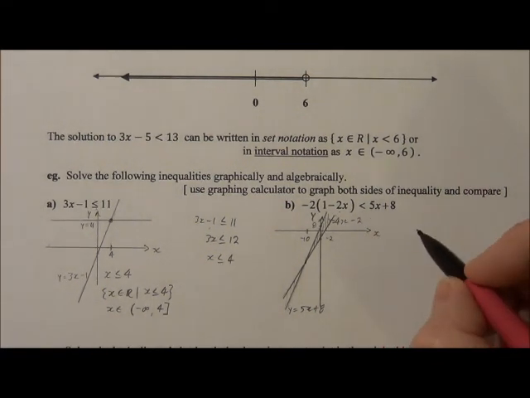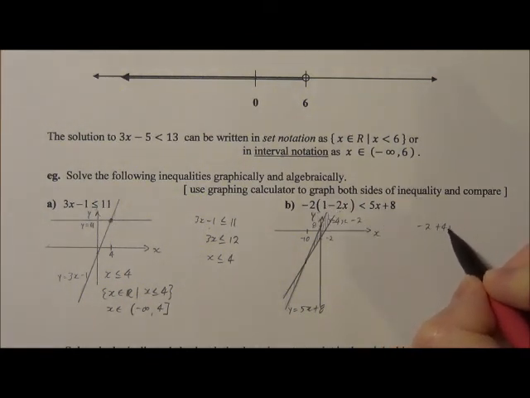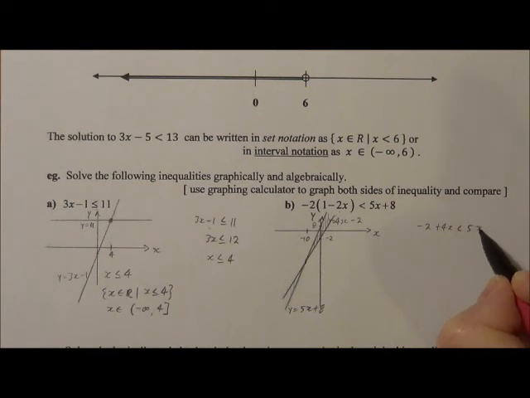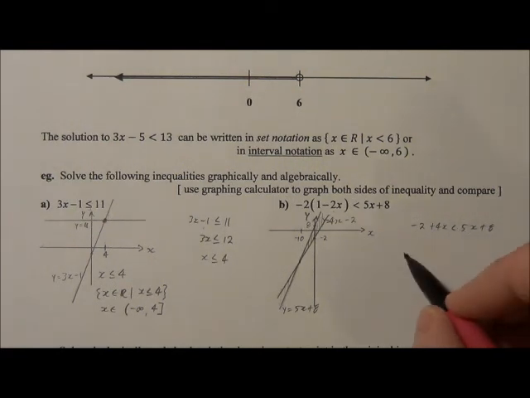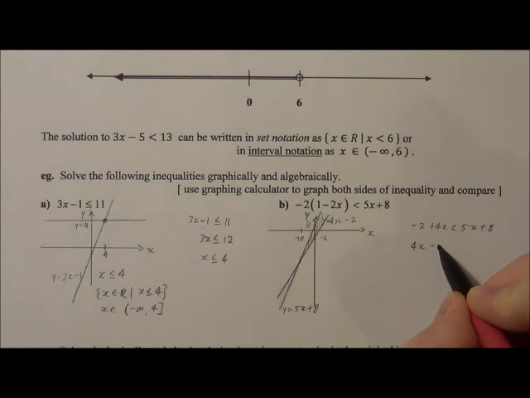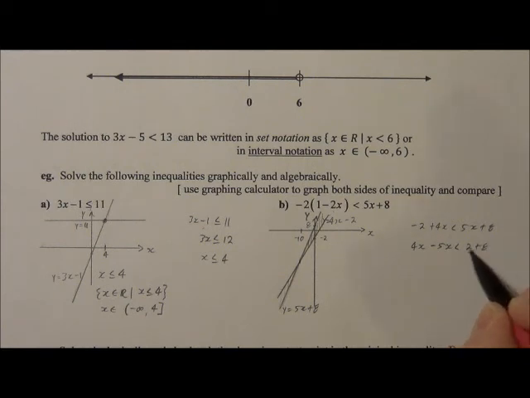Okay, so I'm going to just expand this through here. So I'm going to get -2 plus 4x less than 5x plus 8. Do this algebraically now. And then I will subtract 5x from both sides and add 2 to both sides. And then we get -x less than 10.